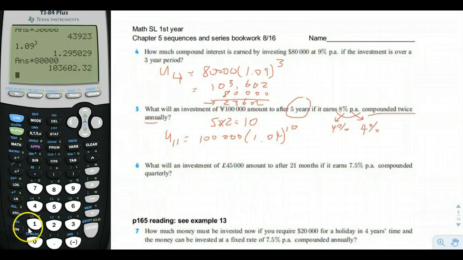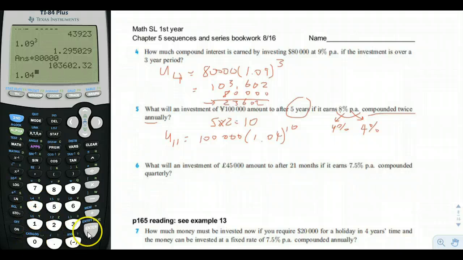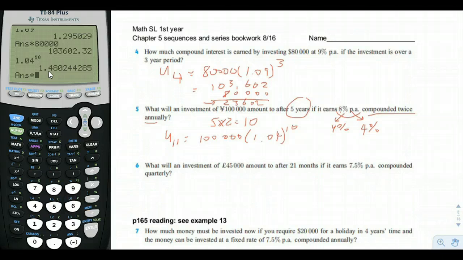So now we're going to do 1.04 to the 10th power. And then we're going to multiply that times 100,000. And I can just kind of do that in my head, right? So 100,000 times that would be 148,024. Okay? And they ask for the amount of the investment, so it'll be that.